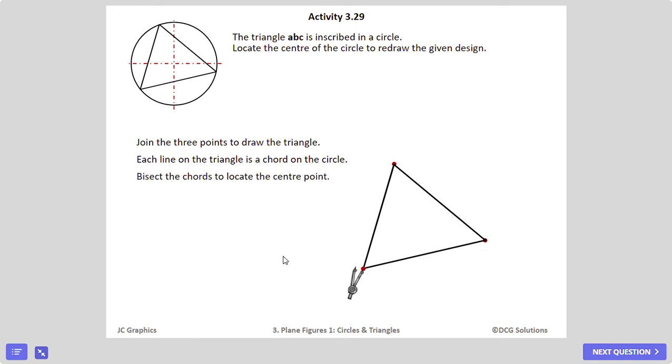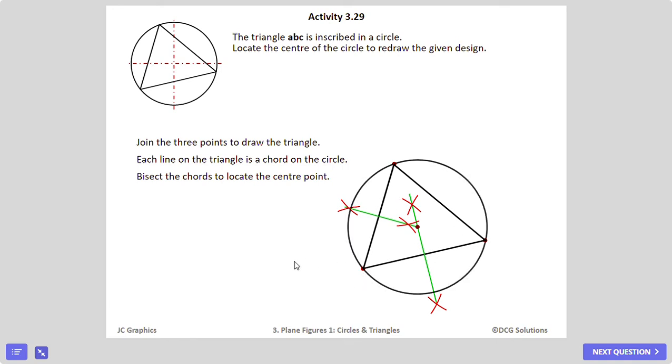So bisect them once again, take a distance greater than halfway, swing an arc each side, go to the opposite end, swing an arc each side. We get one green line there, so somewhere on that green line is going to be the centre of our circle. So we do the same with this chord as well here. And there we get our centre point. All we do now is stretch our compass out to either of the 3 corners and then we're able to draw our circle as a result.